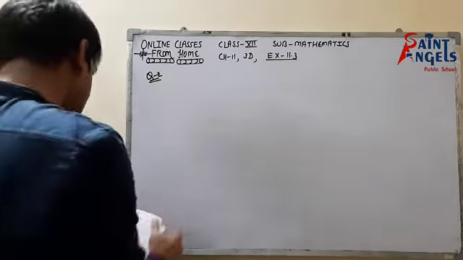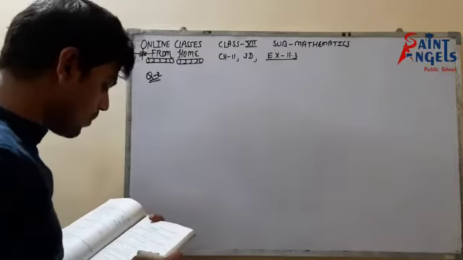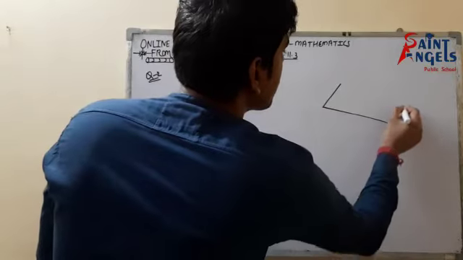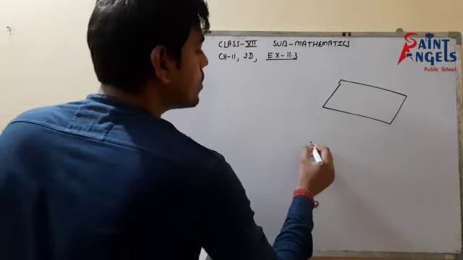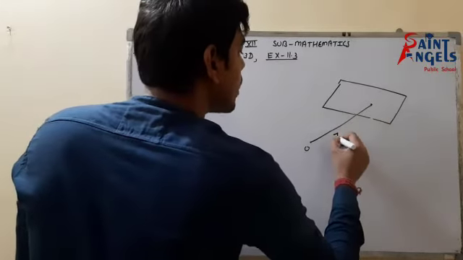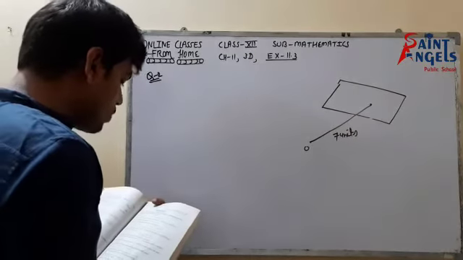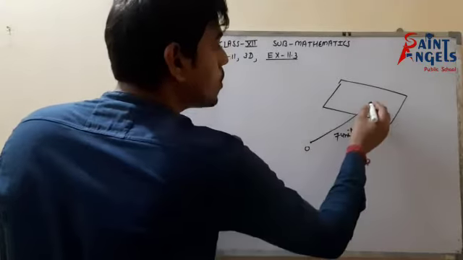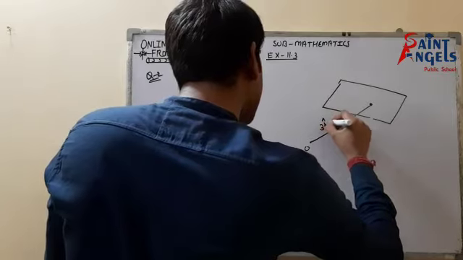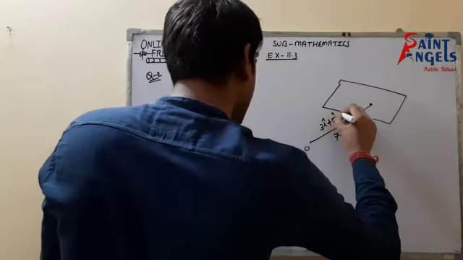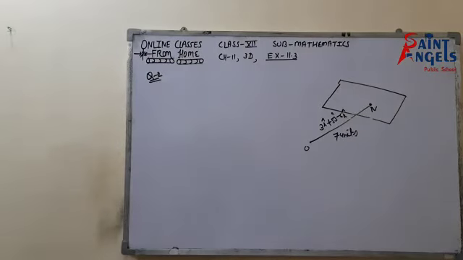Question number 2 is: find the vector equation of a plane which is at a distance of 7 units from the origin. We have a plane, and it is given that this plane is 7 units away from origin O. So the distance is given, 7 units. And the normal vector from origin to the plane is given by 3 i cap plus 5 j cap minus 6 k cap. So we have been given the normal and we have to find the equation of the plane.